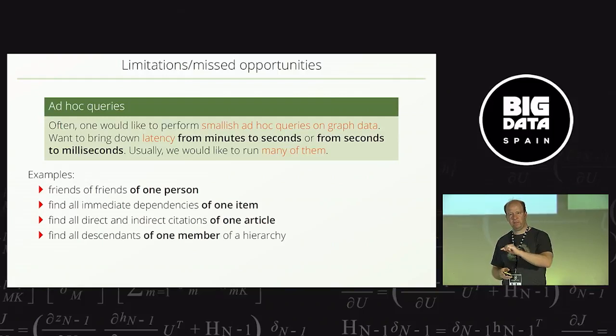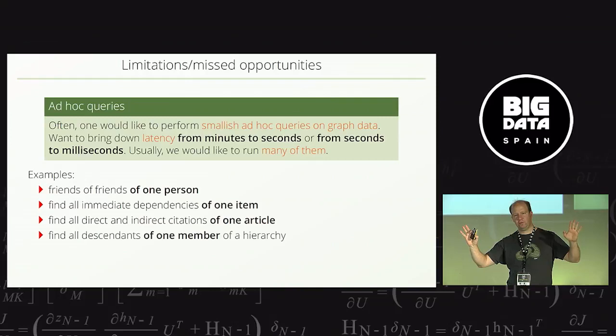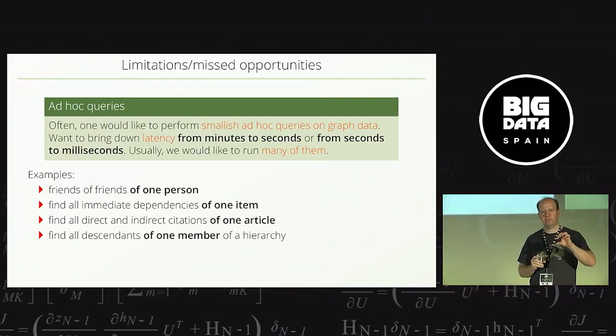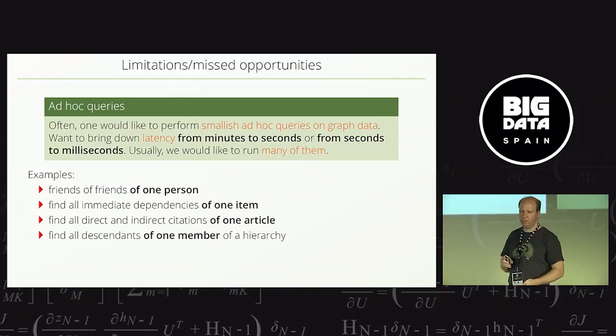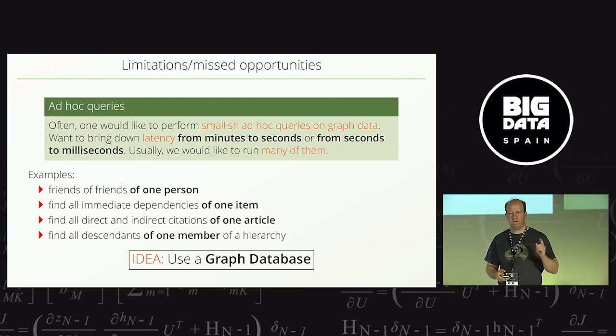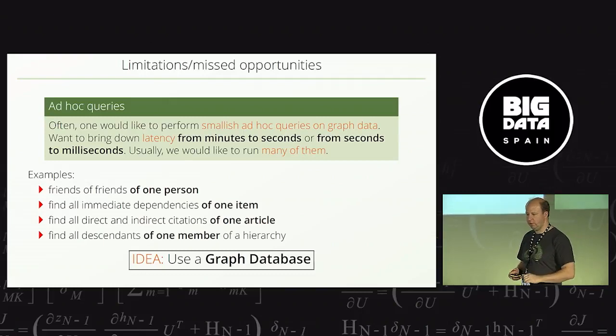The unifying thing here is that you don't want to have something for all vertices, but you want to have something in the vicinity of a single vertex. And then usually, like in these examples, you probably have a system where you want to ask many such questions, and you want the answers to be quick. And my point here is that in this situation, it's probably a good idea to use a graph database.